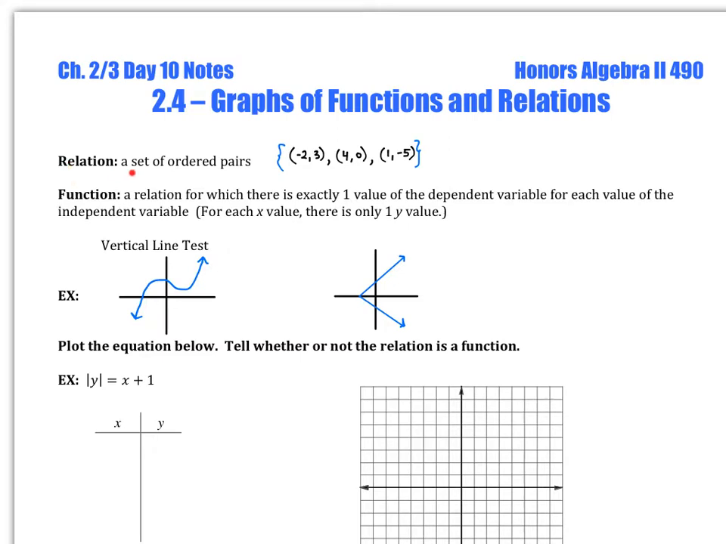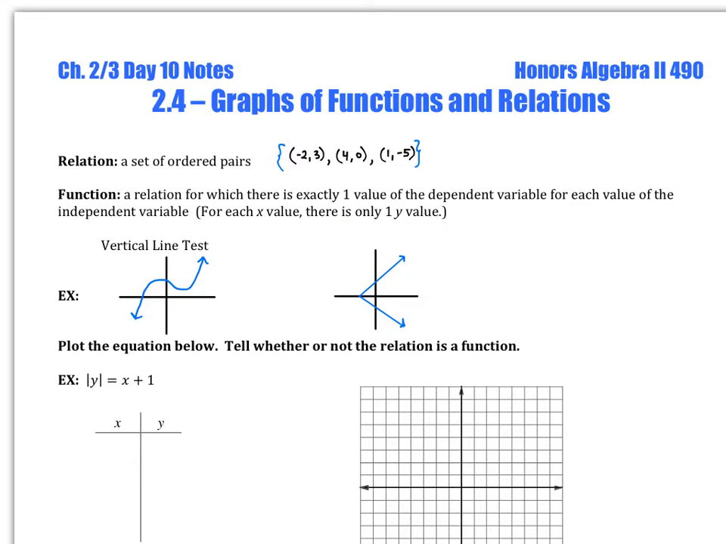So a relation is a set of ordered pairs. So if you take a look over here we have a set of 3 ordered pairs, okay, x and y's. All right, a function is a relation, so it's a specific type of relation for which there is exactly one value of the dependent variable, or y value, for each value of the independent variable. For each x value, there is only one y value, okay?